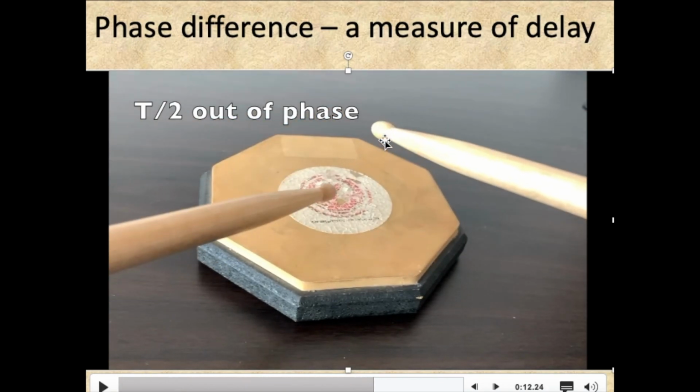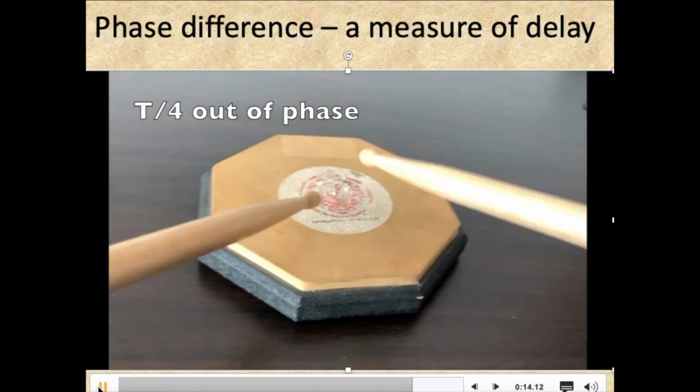You can see when one drumstick is at the top, the other drumstick is at the bottom, and vice versa. So they're exactly half a period out of phase. That is a measurement of how delayed one is compared to the other. Next, watch again the quarter phase difference.